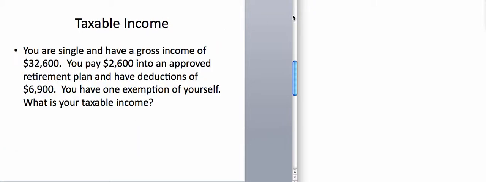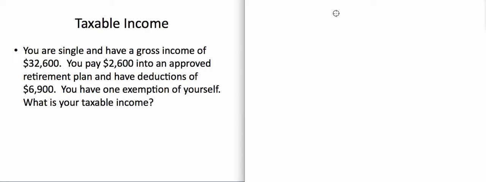So our first idea is taxable income. Let's say you're single, you have a gross income of $32,600. You pay $2,600 into an approved retirement plan, have deductions of $6,900, and you have the one exemption of yourself. They want to know what your taxable income is. When we start looking through this, the first thing we're going to find is our adjusted gross income.